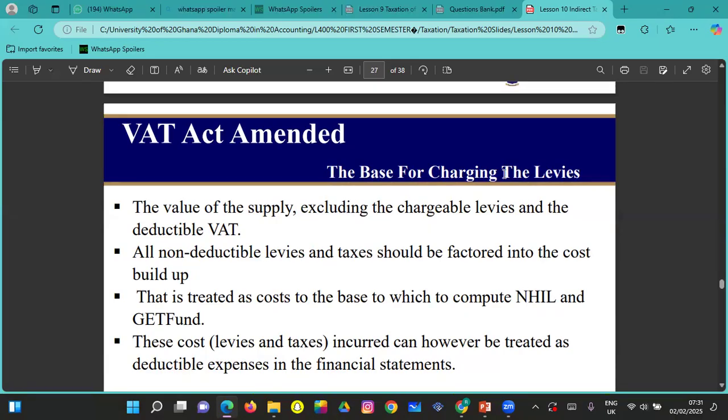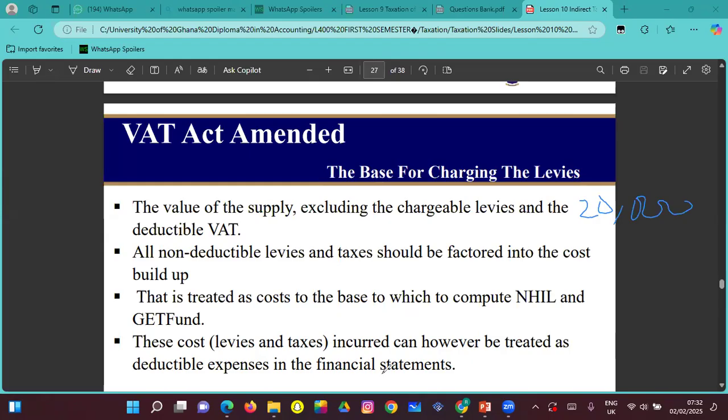So what they are trying to say here is that this cost, the levies and tax incurred, can, however, be treated as a deductible expense in the financial statement. So let's say you have 20,000 as your service that you've rendered.